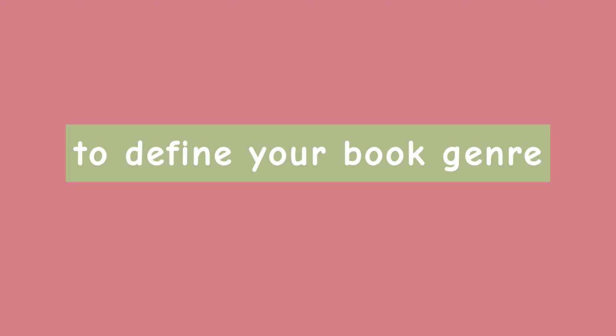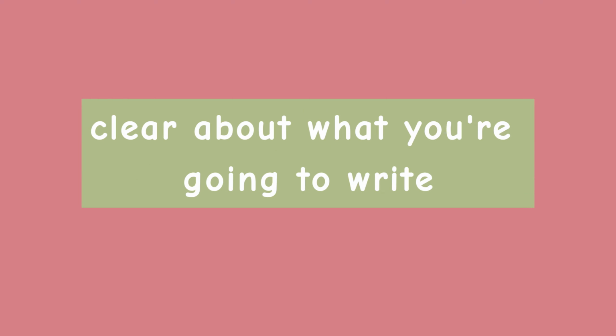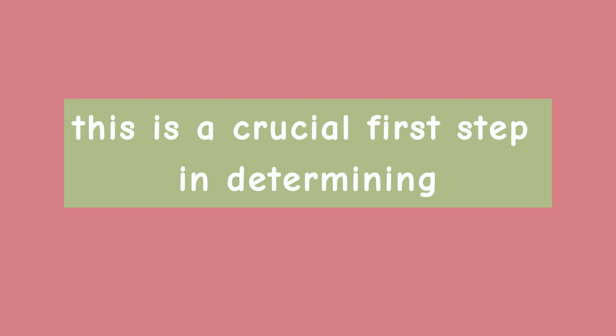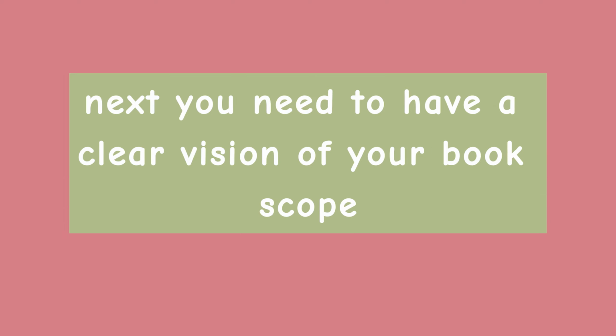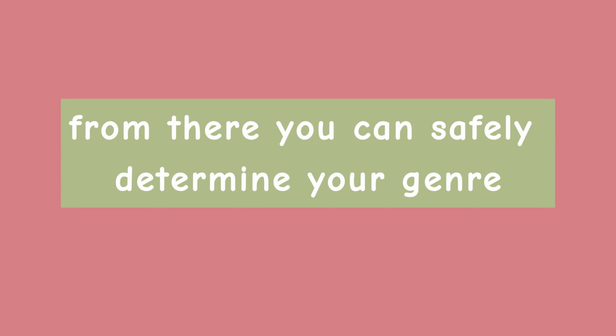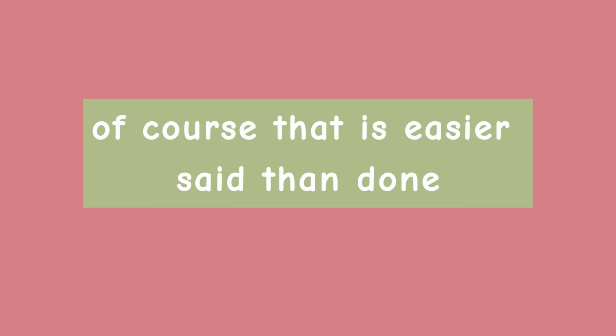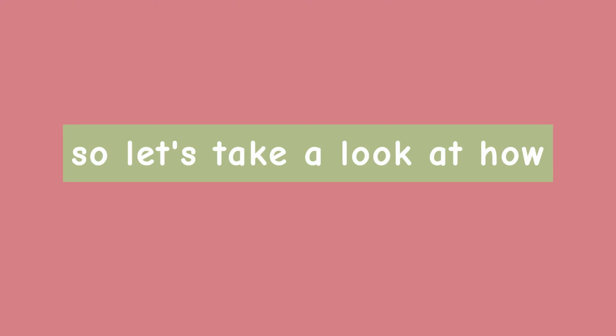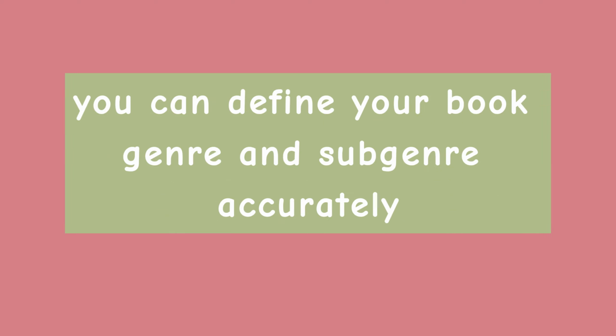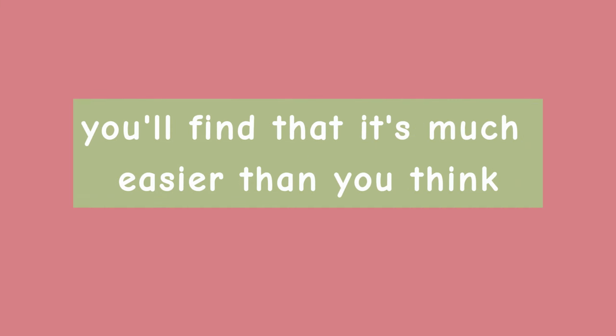To define your book's genre, you must be first clear about what you're going to write. This is a crucial first step in determining your book's genre. Next, you need to have a clear vision of your book's scope. From there, you can safely determine your genre. Of course, that is easier said than done. So, let's take a look at how you can define your book genre and subgenre accurately. Best of all, you'll find that it's much easier than you think.